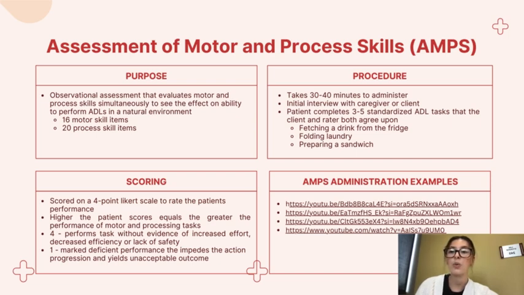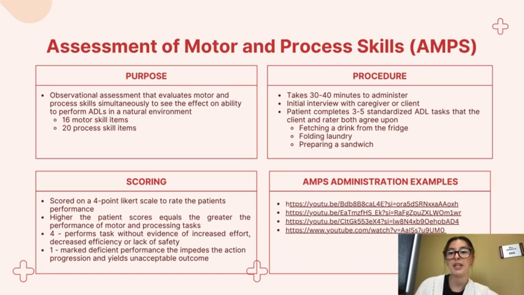There are also 20 process skill items, and those skills refer to the ability of an individual to logically sequence the actions of the ADL task performance over time. So, examples of this can include initiating and sequencing actions, or using the appropriate tools and materials required for those tasks. For the procedure, this assessment takes 30 to 40 minutes to administer, and the practitioner conducts an initial interview with the caregiver or the client.